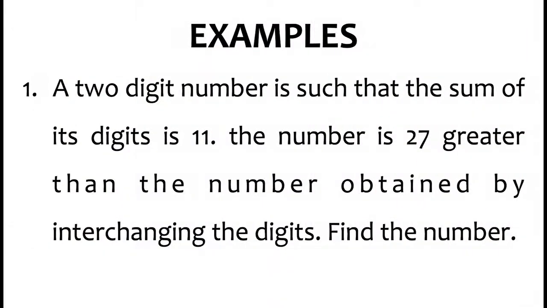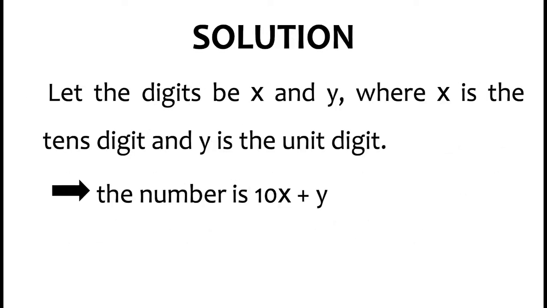A two-digit number is such that the sum of its digits is 11. The number is 27 greater than the number obtained by interchanging the digits. Find the number. The solution.